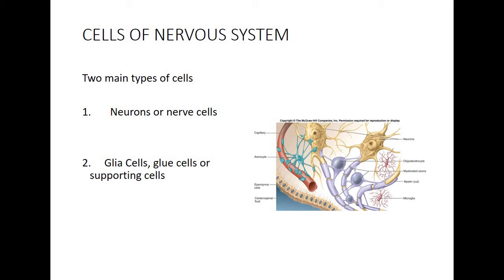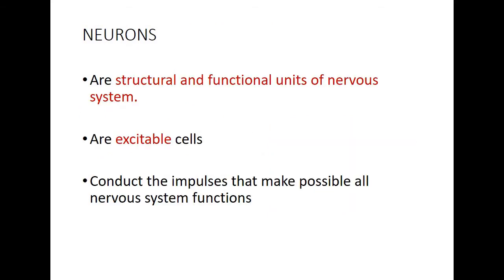To start with, there are two types of cells in the nervous system. One is the neuron, also called the nerve cells, and the other ones are glial cells. They are also called the glue cells or the supporting cells. The neurons are the structural and functional units of the nervous system. They are excitable and they conduct the impulses that make possible all the nervous system functions.